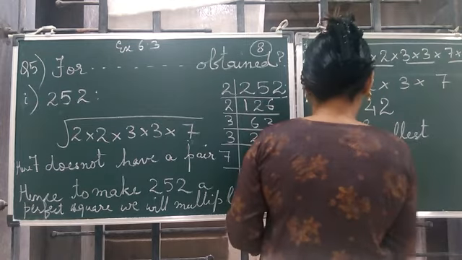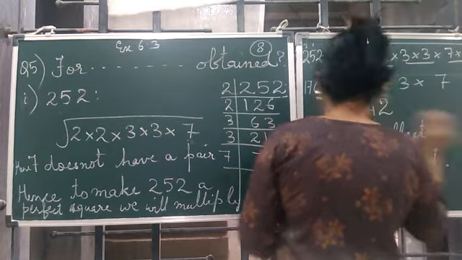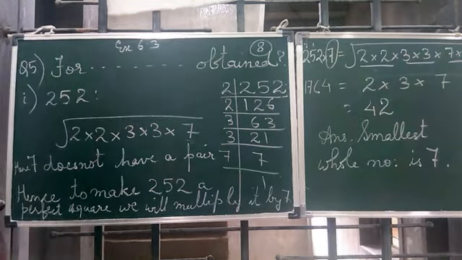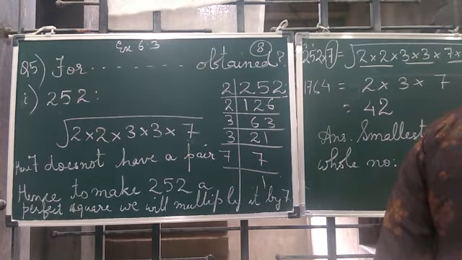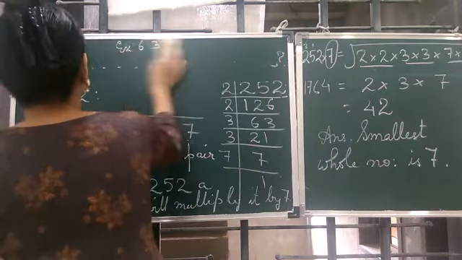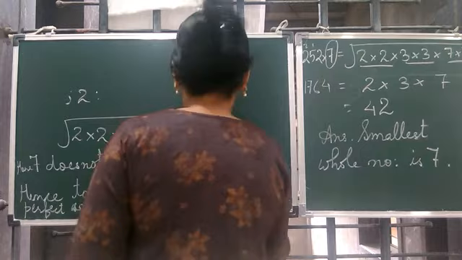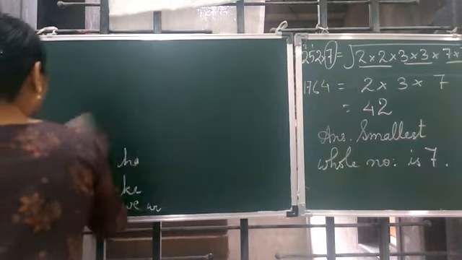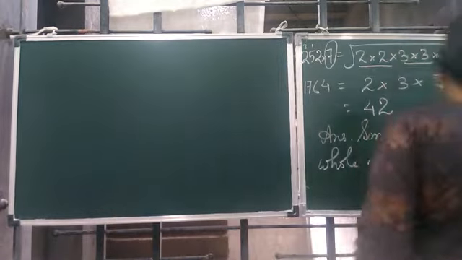Smallest whole number is 7. If you multiply it by 7, you are going to get your answer. Now 180, the second one. We start with the second question.